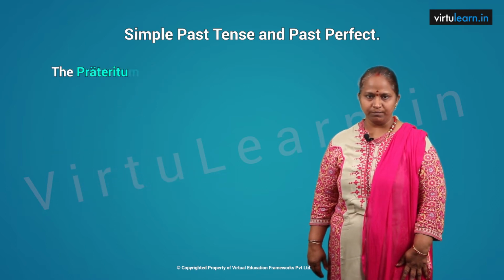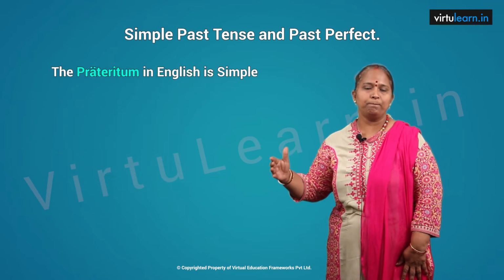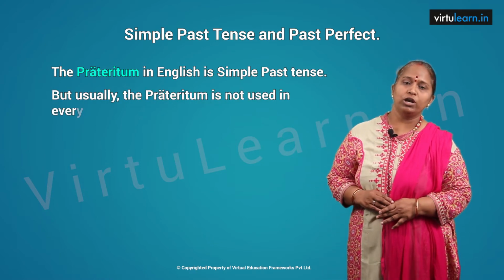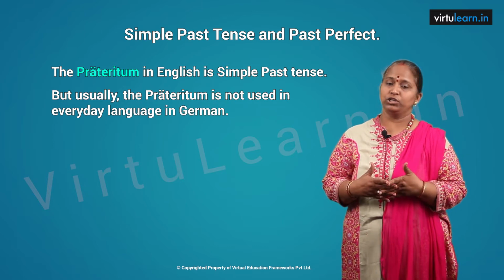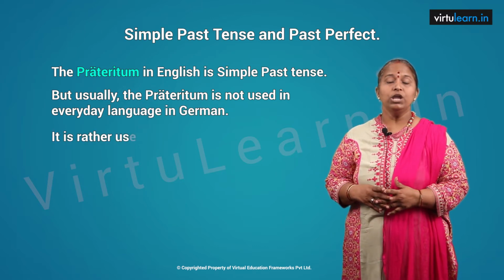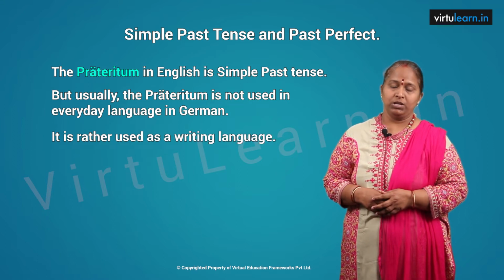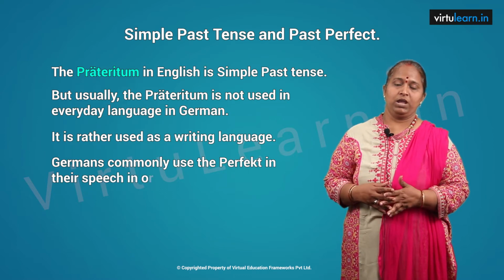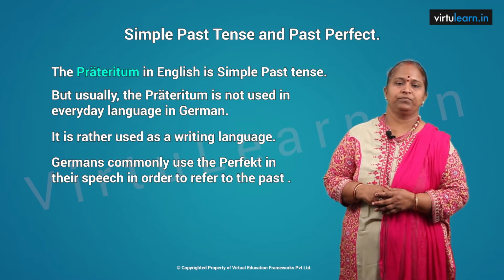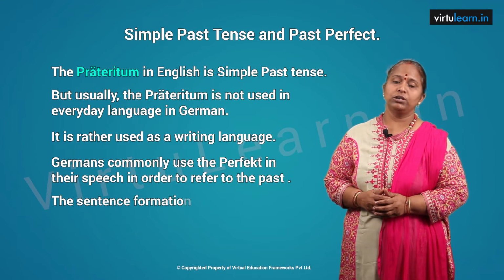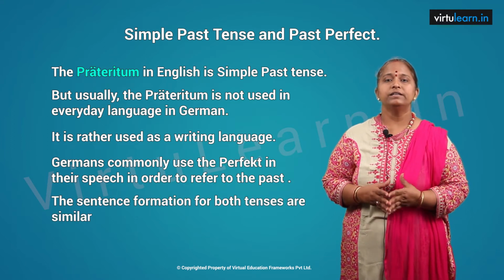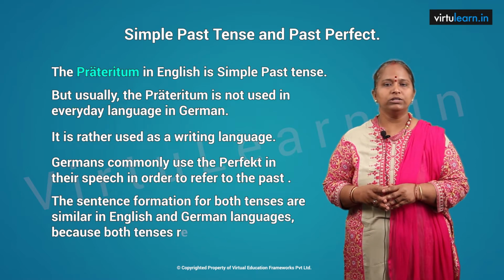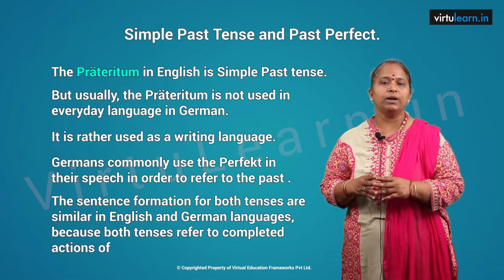The Präteritum in English is simple past tense, but usually the Präteritum is not used in everyday language in German. It is rather used as a written language. Germans commonly use the perfect in their speech in order to refer to the past. The sentence formation for both tenses is similar in English and German because both tenses refer to completed actions of the past.